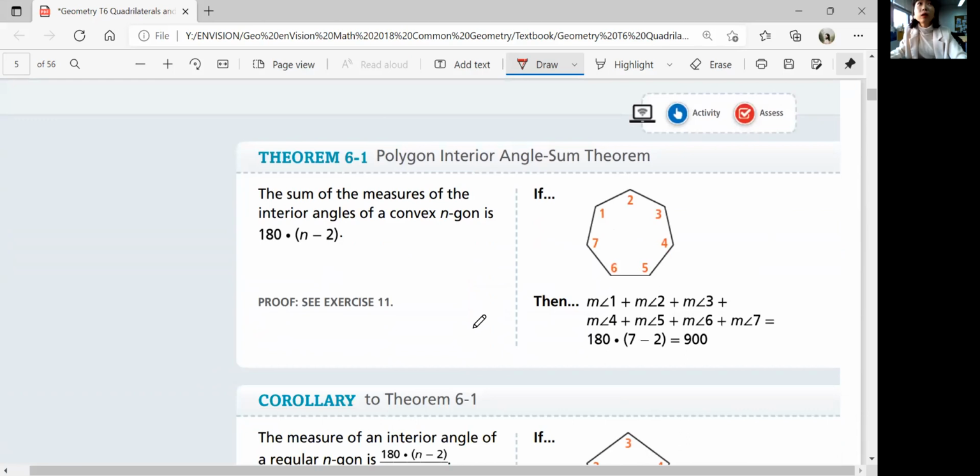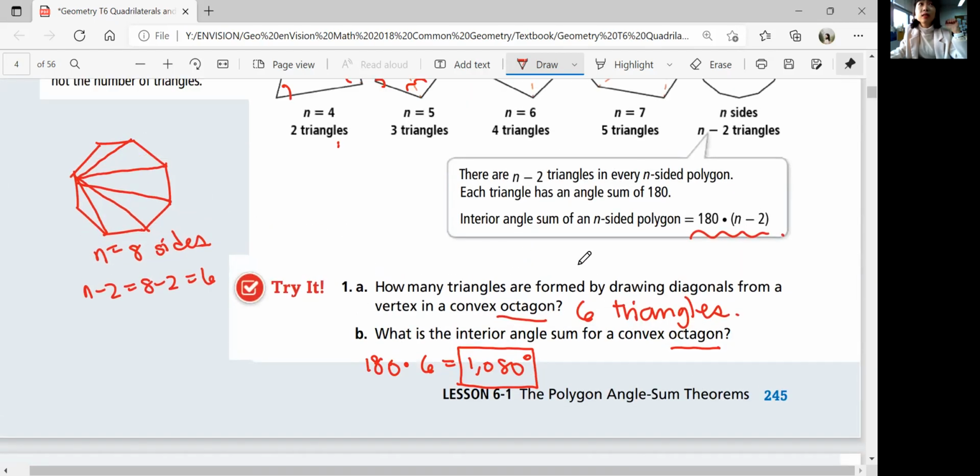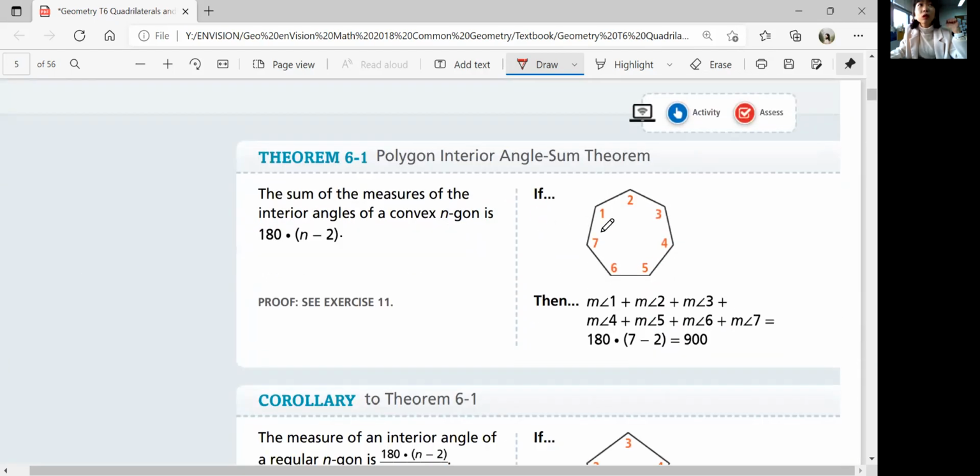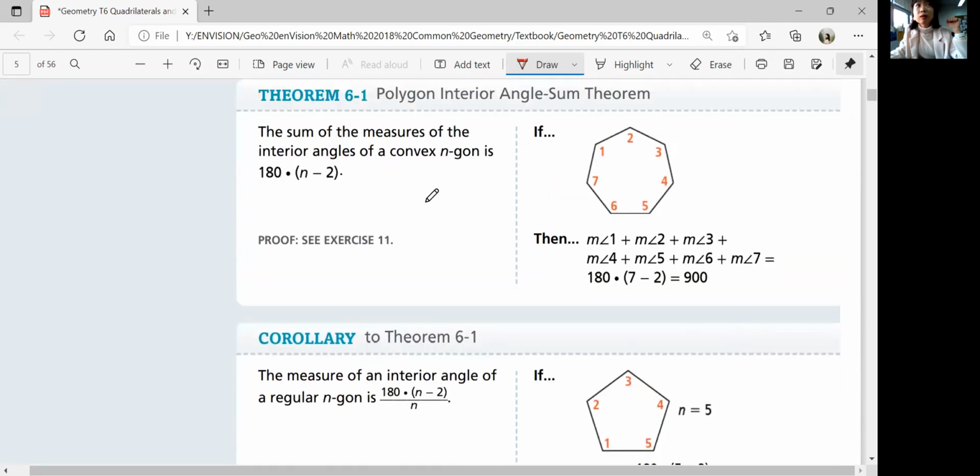So here's a theorem. The Polygon Interior Angle Sum Theorem says the sum of the measures of the interior angles of a convex n-gon is 180 times (n minus 2). And we explored why in example 1, right? This is why. If you have 1, 2, 3, 4, 5, 6, 7 angle measures, then 180 times (7 minus 2) is 900. That's a heptagon.